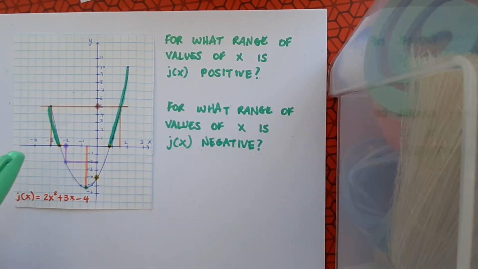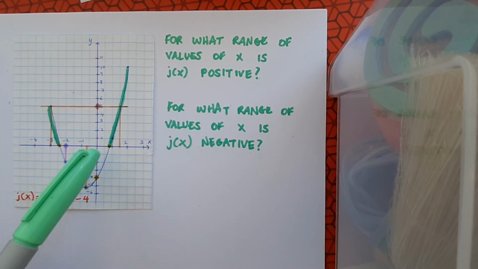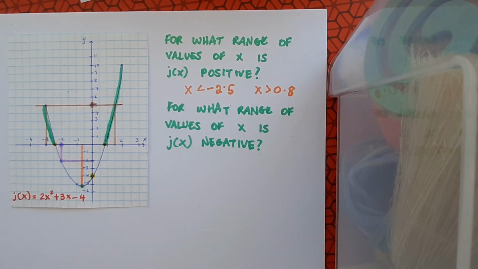Okay, so those regions have been highlighted in green now. And looking carefully at my diagram, that looks like it's before -2.5 and after about 0.8. Again, read these as accurately as you can from your own diagram. Everyone's graph will be a tiny bit different. As long as you answer it as accurately as possible for your own values, you'll be fine.